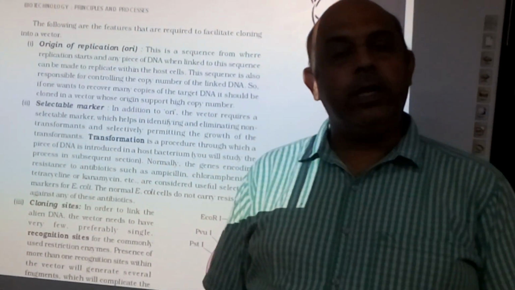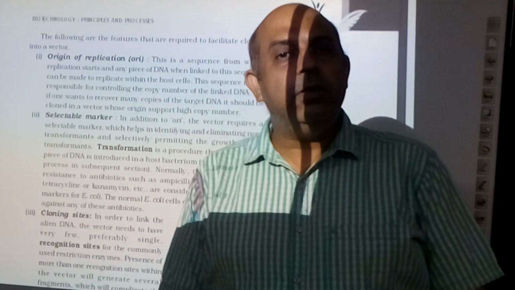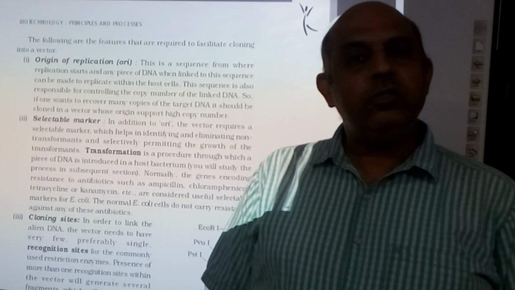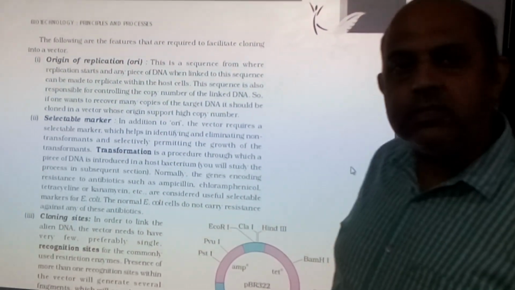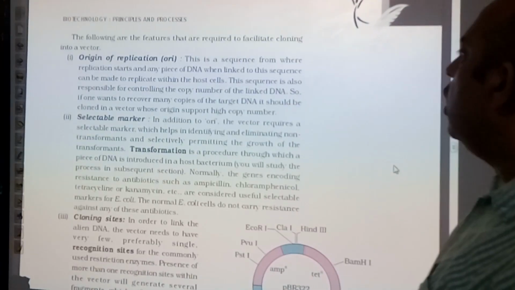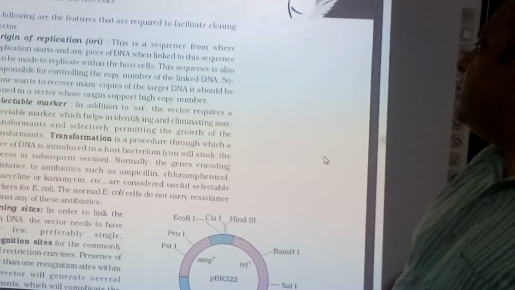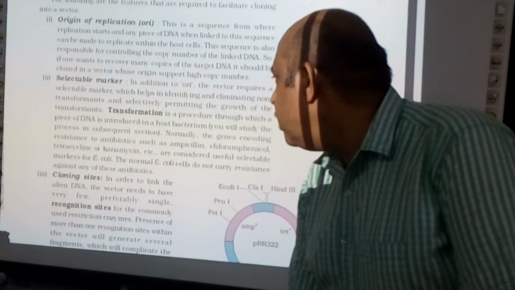It is my lecture number 8. In lecture number 7, we have seen features of cloning vectors. And there are 3 features of cloning vectors. They are origin of replication, selectable marker, cloning sites.